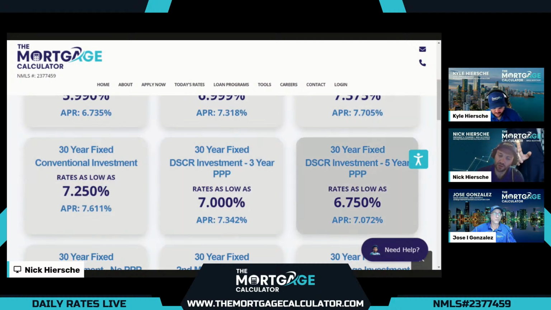And our 30-year fixed DSCR with a 5-year prepay. Some programs do have a 5-year prepay and can even lower the rates even more. Rates as low as 6.75. Final APR comes in at 7.072, which beats conventional substantially.